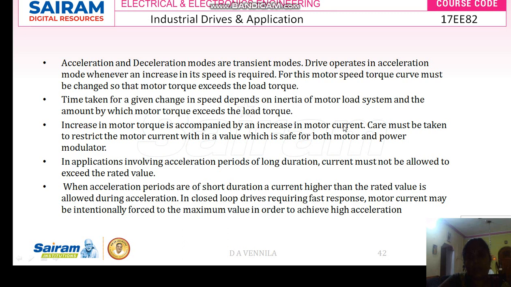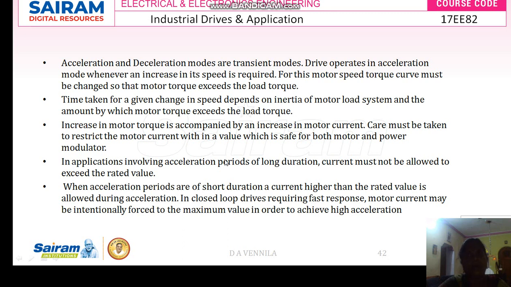Here care has to be taken, so the motor and power modulator should operate in safer conditions. In applications involving an acceleration period of long duration, current must not be allowed to exceed the rated value. Always we have to make sure that the current does not exceed the rated value. So, acceleration is nothing but the starting of the motor, and deceleration is nothing but the stopping of the motor. Whenever a decrease in speed is required, the drive operates in the deceleration mode.